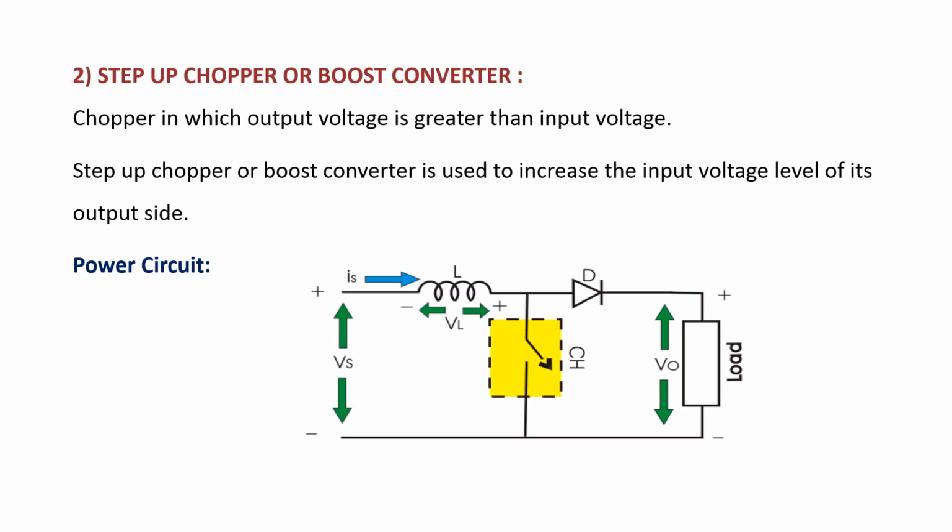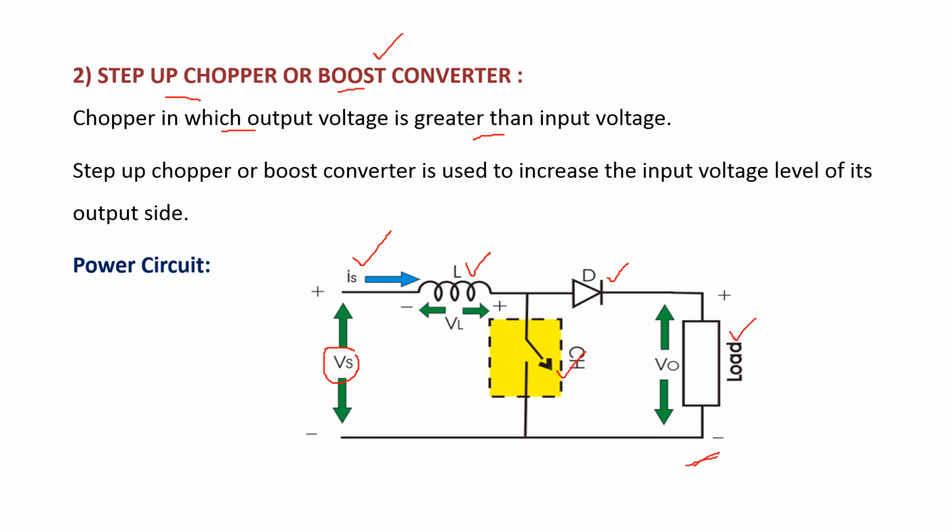Coming to the next one, that is the step up chopper. Here step up chopper is also known as the boost chopper, and it is defined as the chopper in which the output voltage is greater than the input voltage. And this is the power circuit of step up chopper. The power circuit mainly consists of input source, inductor, chopper, diode and load.